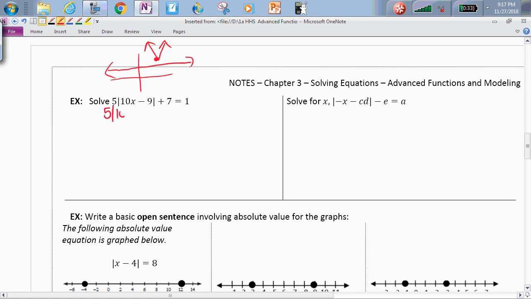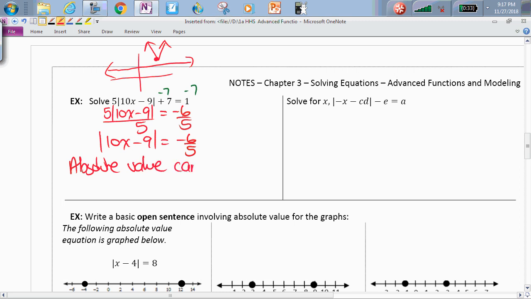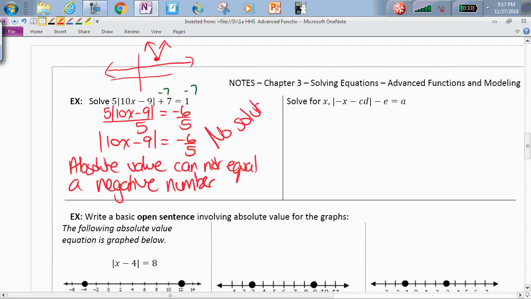So what this means, graphically, is there should be no solution. And what happens algebraically, if we subtract 7 from both sides, what we end up getting is 5 times the absolute value equals negative 6. Divide both sides by 5, with an absolute value of 10x minus 9 equaling a negative number. Since it equals a negative number, an absolute value cannot equal a negative number. So this is the no solution problem. Last one had one solution, this one has no solutions.